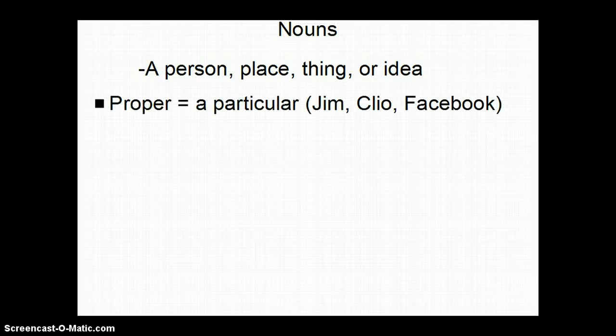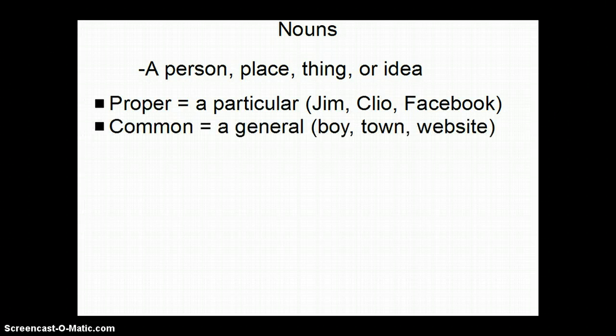We have proper nouns, which are particular persons, places, things, or ideas, like the name Jim or the city Clio or Facebook as a proper noun. Those are different from common nouns, which are more general. Boy is a common noun that could be used instead of Jim, town is a common noun instead of Clio, website instead of Facebook. These are general, these are specific, particular ones.